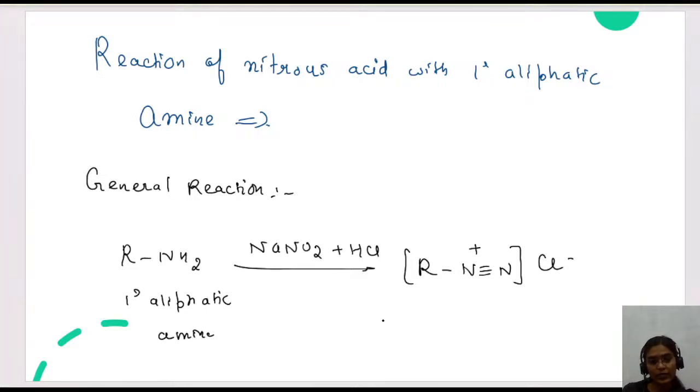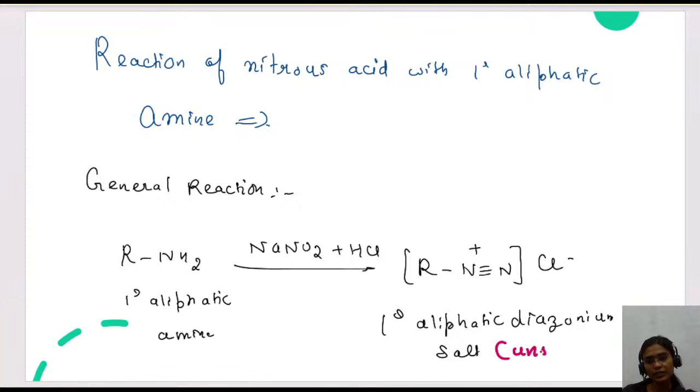So let me write that this is my primary aliphatic diazonium salt, and it's really unstable. It's not going to stabilize, so it breaks further. Let's see what is happening in the next step: quickly this bond breaks, and there is a removal of N2 gas.